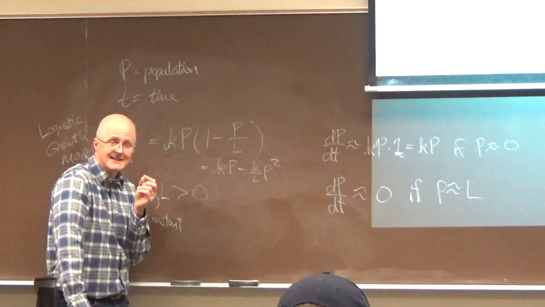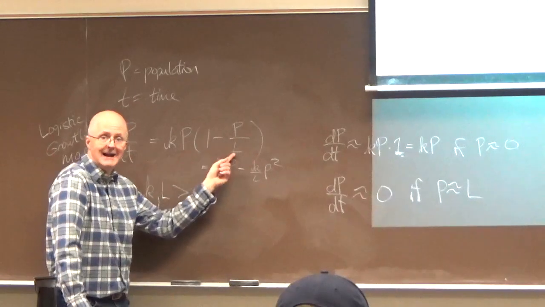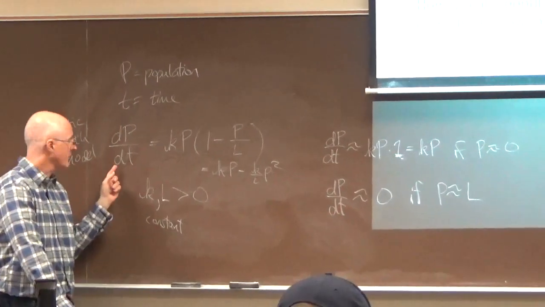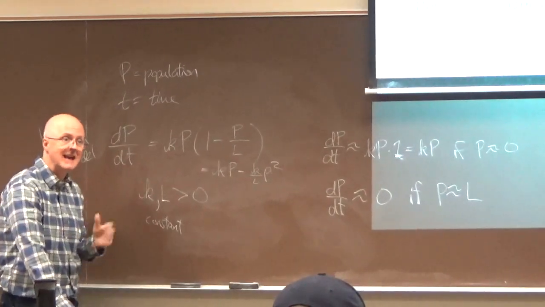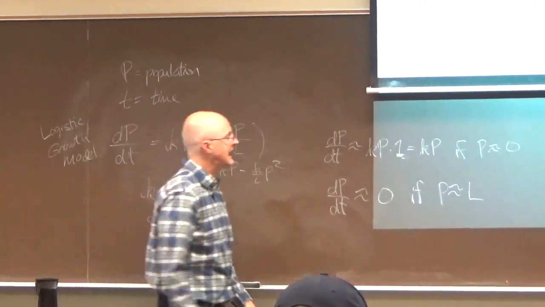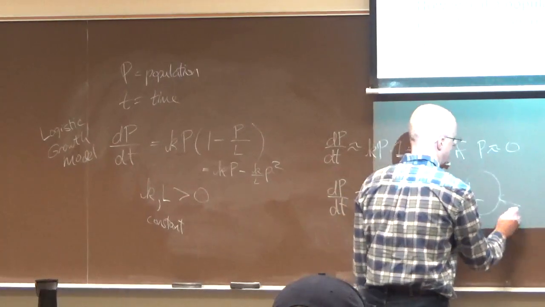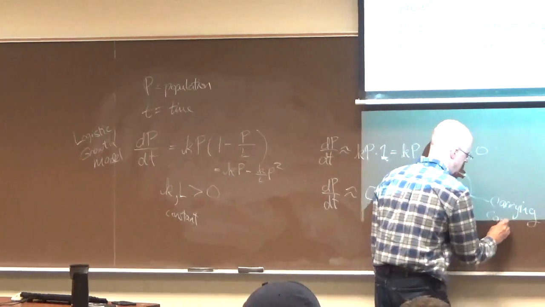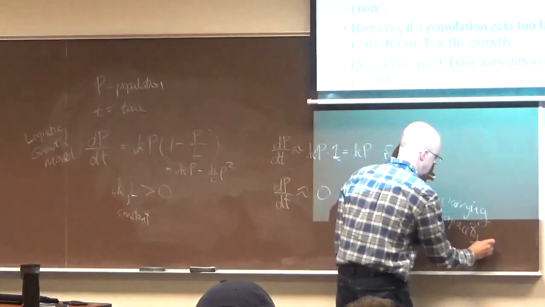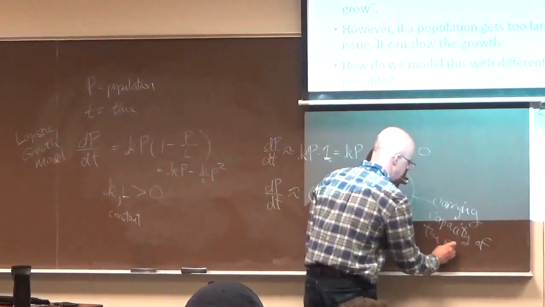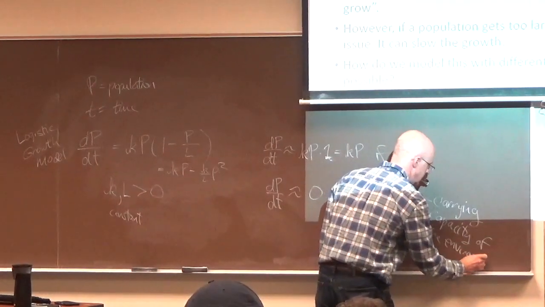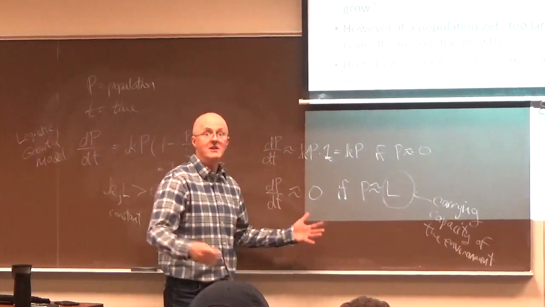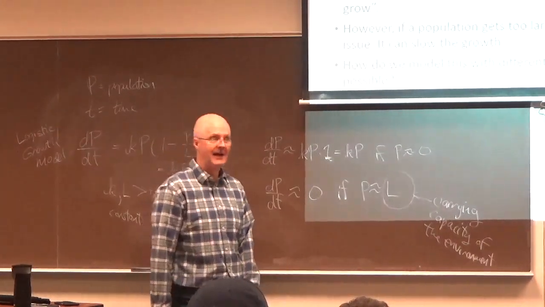If P is slightly less than L, this is going to be positive. If P is slightly bigger than L, this is going to be negative, and actually the growth will be decay in that case. L is called the carrying capacity of the environment. L for limit. It's going to be a limiting value.